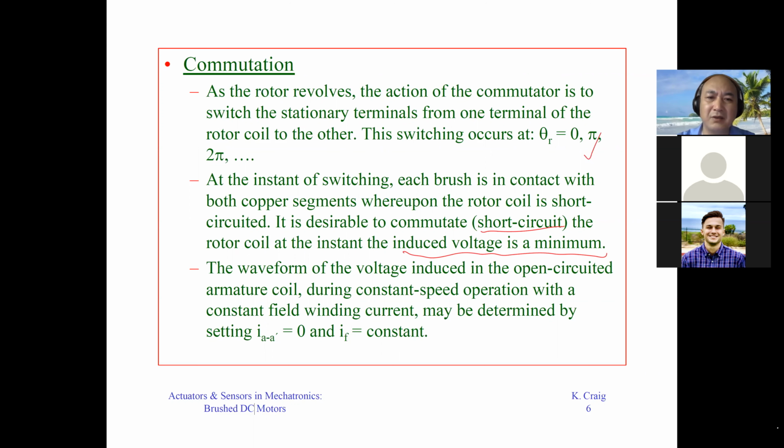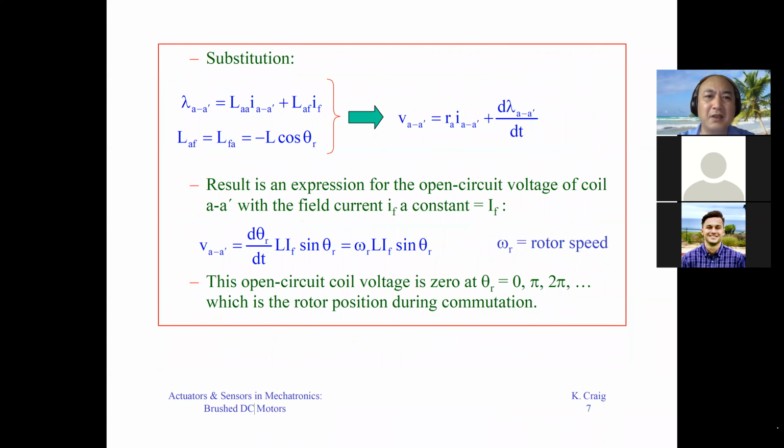Okay. So consider the waveform of the voltage induced in the open circuit armature coil for constant speed operation, with a constant field winding. In that case, the current in the armature is zero, while the excitation current is constant. You don't have a load, so you don't have a current, okay? After we put the mutual inductance in, the armature voltage is proportional to d theta dt, and I have sine theta, so d theta dt is my omega, okay? You still have sine theta in here, okay?